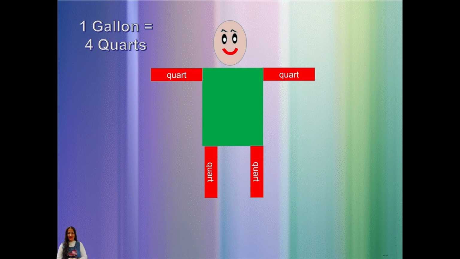Here's our Gallon Man. We used 4 quarts to make 1 gallon. We took our green paper, which represents 1 gallon, and we added arms and legs, which represent the quarts. And you can see the round circle was used for his face. Decorate the face any way you want. Okay, so we know that 4 quarts equals 1 gallon.